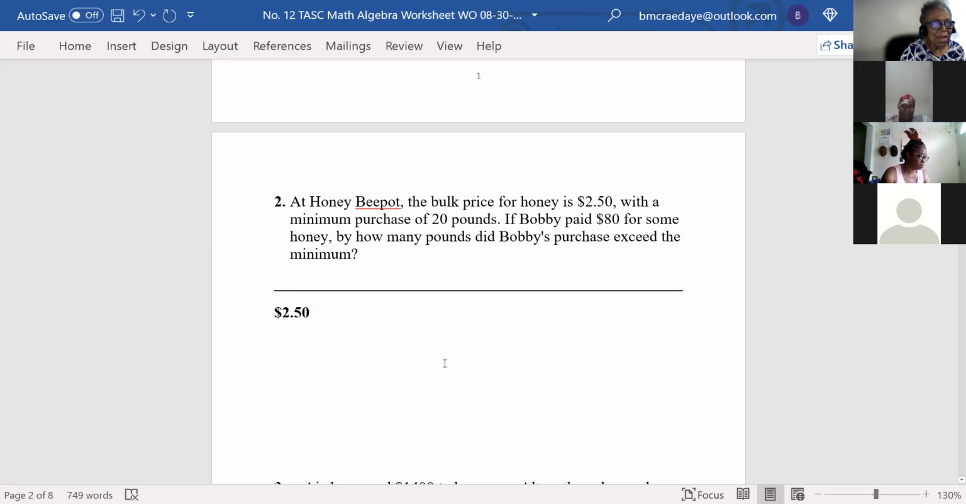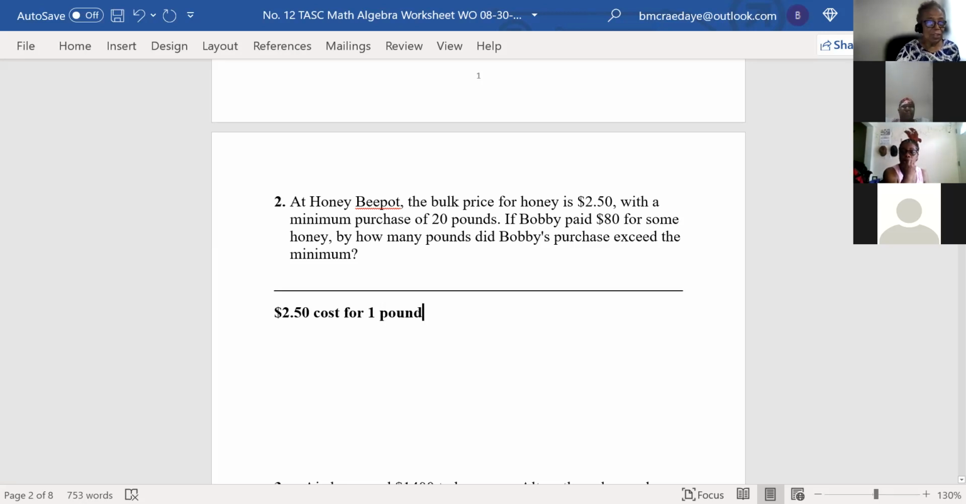Okay, let me ask you, what does the 250 represent? The price of the honey. The bulk price. So that represents what quantity? The cost for 1 pound. That's the 250, the cost for 1 pound.